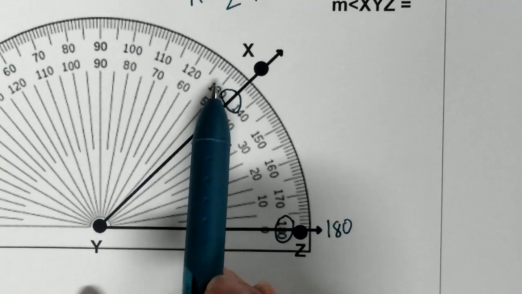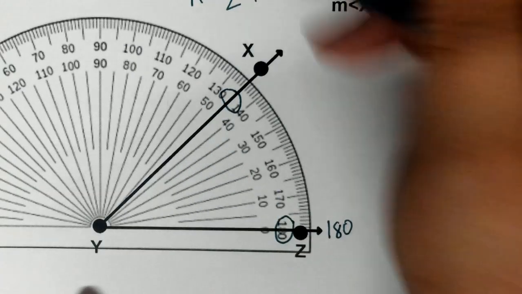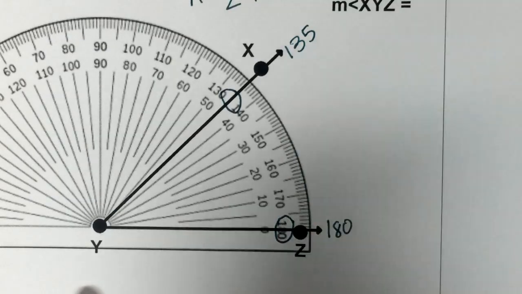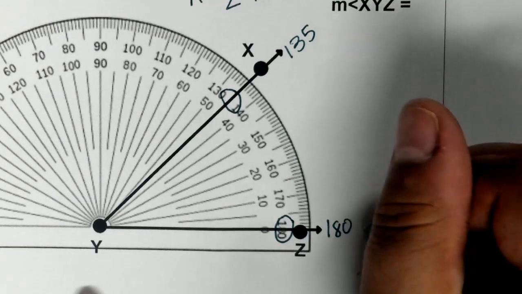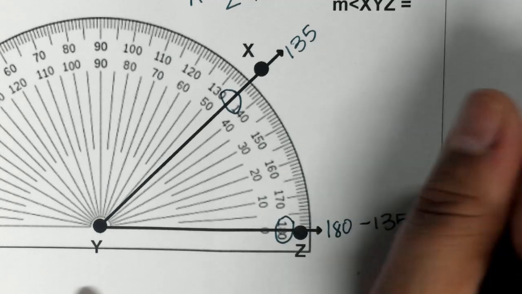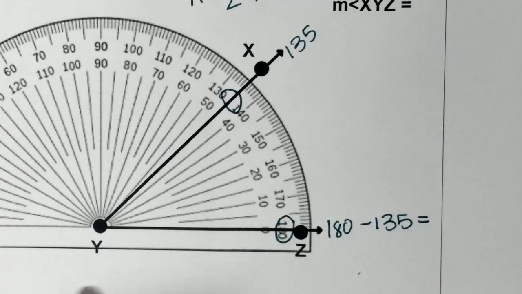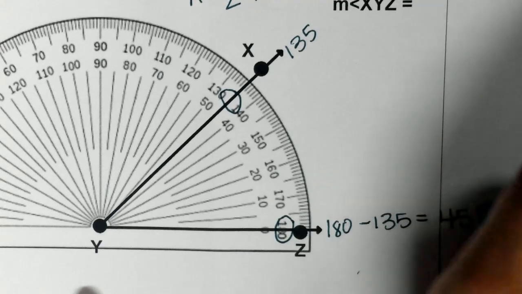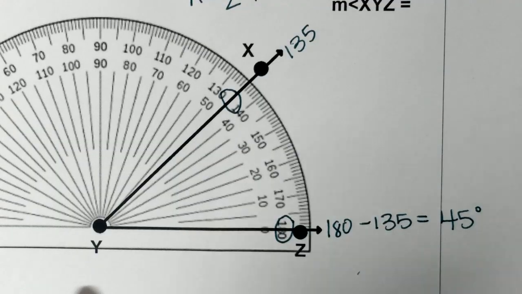135. It's between 130 and 140, which is? 135. So what should I do to these two numbers to figure out the angle? What is 180 minus 135? It is 45 degrees.